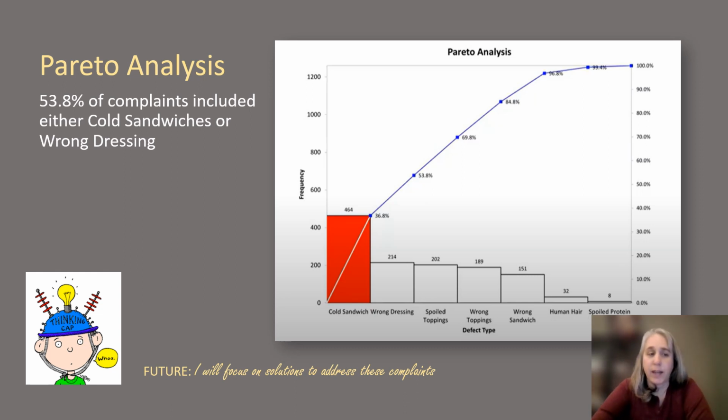Finally, the Pareto analysis showed me that 53.8% of the complaints came from two things: cold sandwiches and the wrong dressing, mustard versus mayonnaise. The Pareto analysis helped me to analyze that attribute data. It's another bar graph. This time, it's arranged with the longest bars on the left and the shortest on the right, so I can visually depict which situations are more significant.